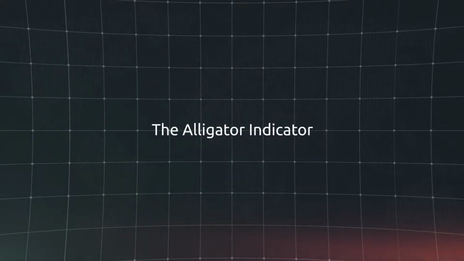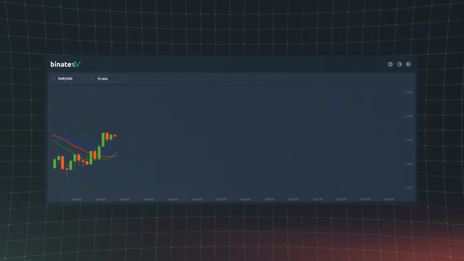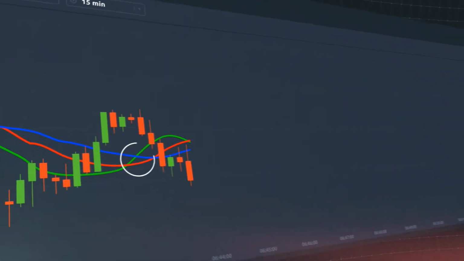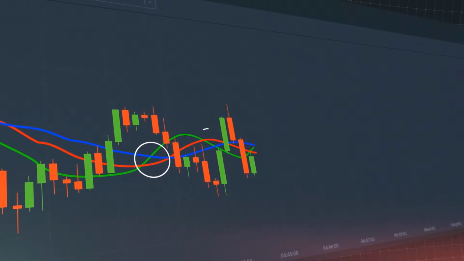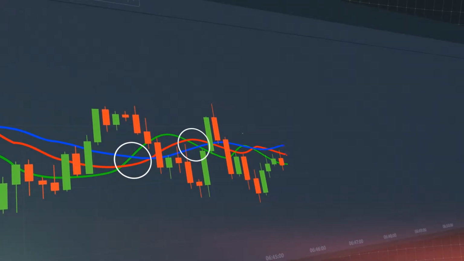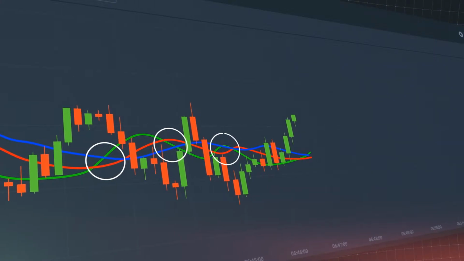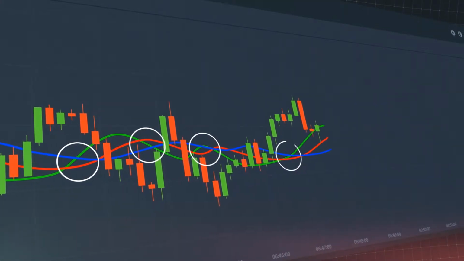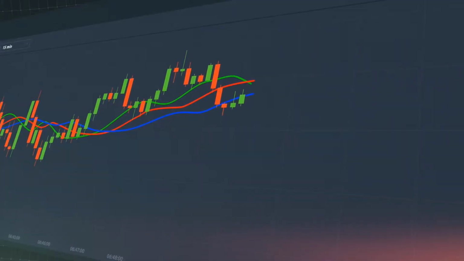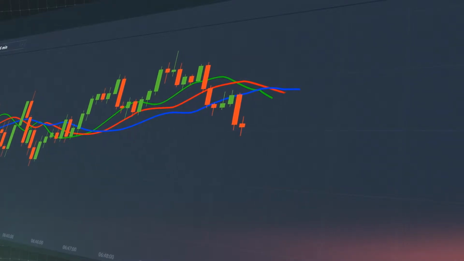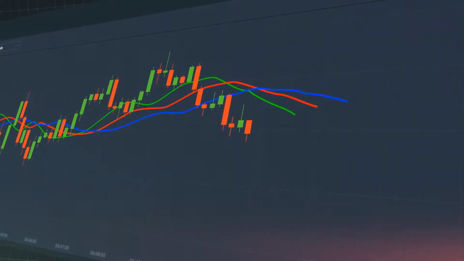The alligator indicator. The alligator indicator is made up of three moving averages. When the indicator's lines are interlinking in between, it means that the alligator is sleeping. The market is moving sideways and it's not recommended to buy options. As soon as the moving averages start expanding, the alligator wakes up and opens his jaws.